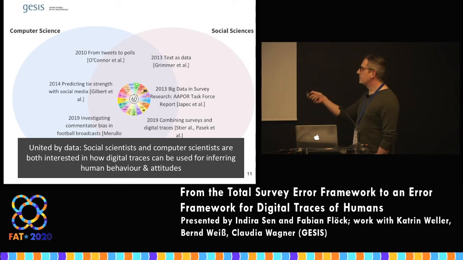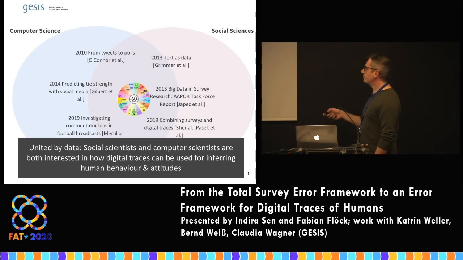In computer science, it's very mixed. In the beginning, I guess, when people started, they just used it as another form of data to test their methods, to predict something, for example, the stock market from Twitter. But this has also changed, and people move more towards the social science question, at least in conferences like ICWSM, and many data science journals. But still, there are some differences sometimes. There are people on publications right in the middle between this now in computational social science.